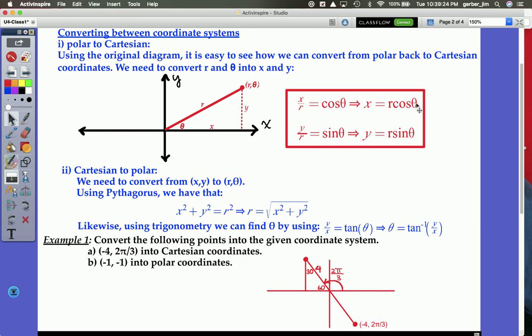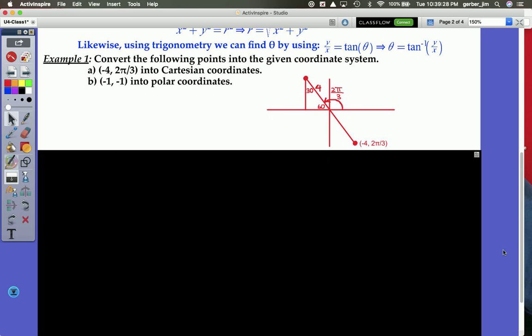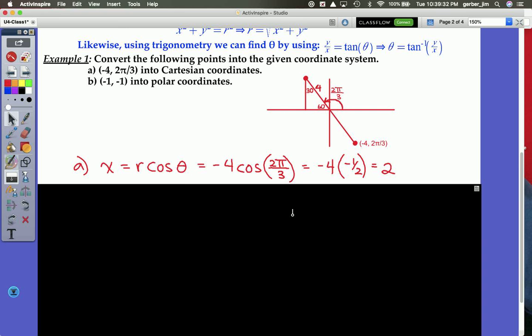To get x, I take r cosine theta. To get y, I take r sine theta. In this case, r is actually -4. So I take -4 times the cosine of 2π/3 radians, which is -4 times -1/2, which is 2. So my x coordinate is 2. And looking over here, yeah, that looks reasonable. And maybe I go over 2.